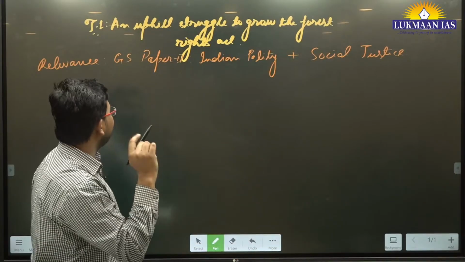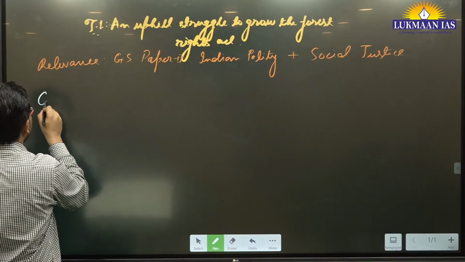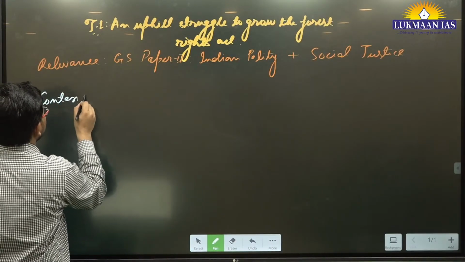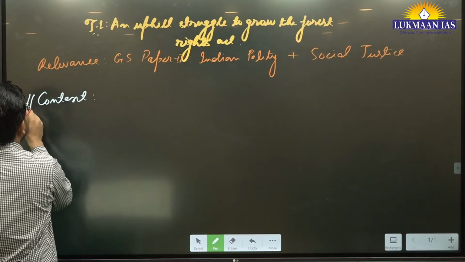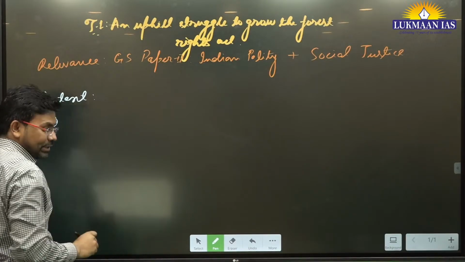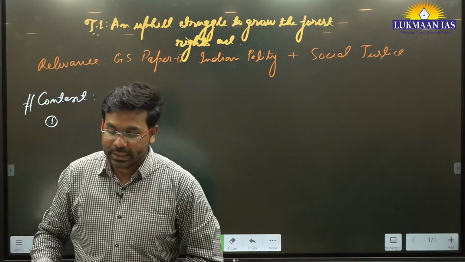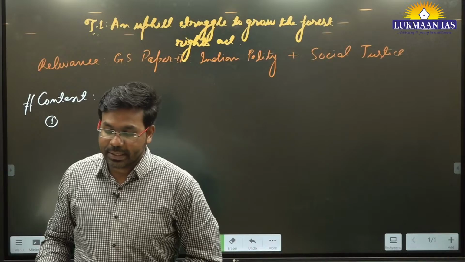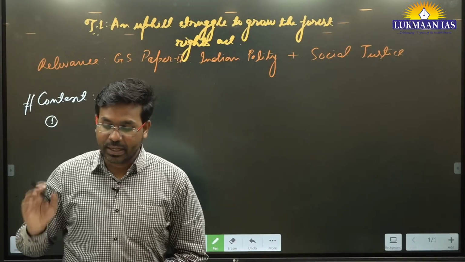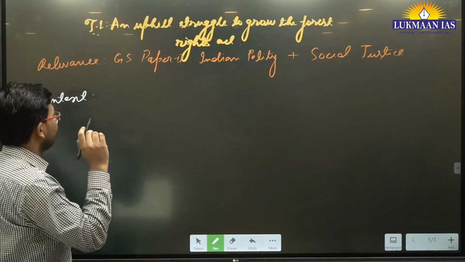So what is the main idea that we are discussing in this article, and this forms the context of this article also. The main idea is an act. Which act? We are going to discuss the Scheduled Tribes and Other Traditional Forest Dwellers.